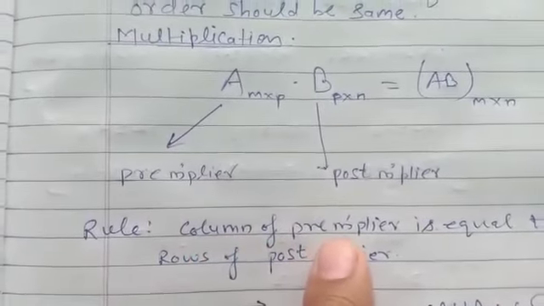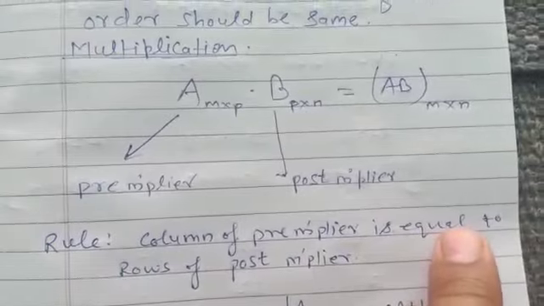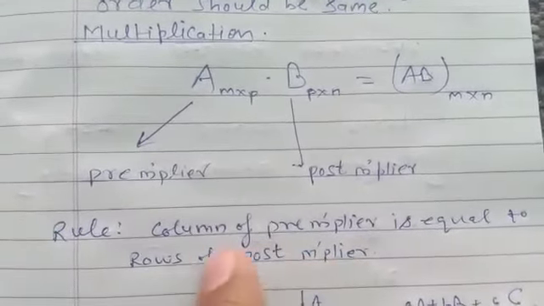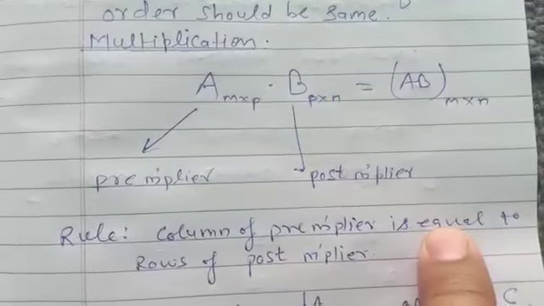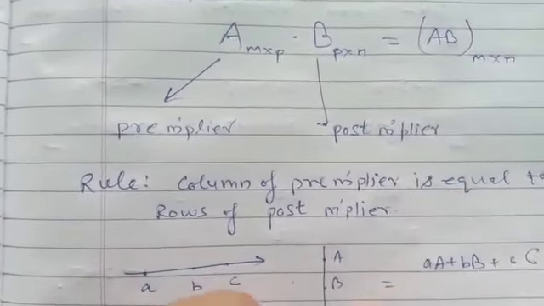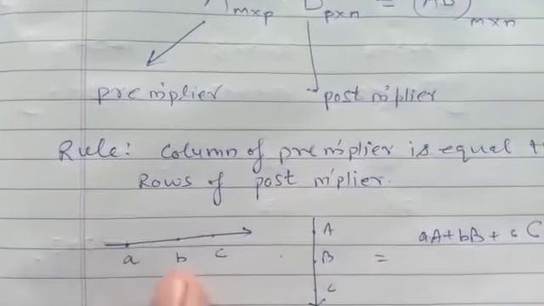Columns of pre-multiplier is equal to the number of rows of post-multiplier. This is the rule for multiplication of two matrices. Now let's see how we can multiply.